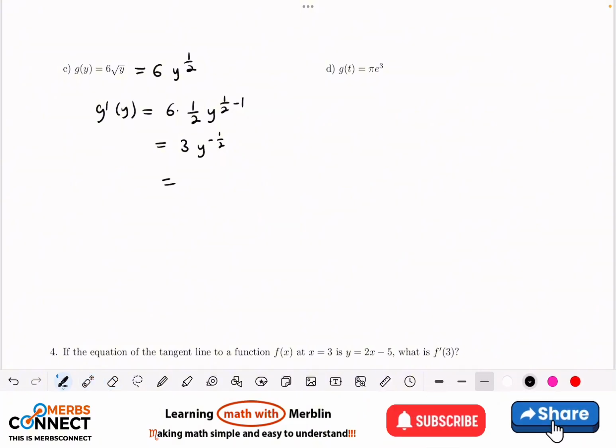If you want to simplify, this is the same as 3 times 1 over y to the power 1 over 2. And this is the same as 3 divided by root y. So that's what you are going to get.